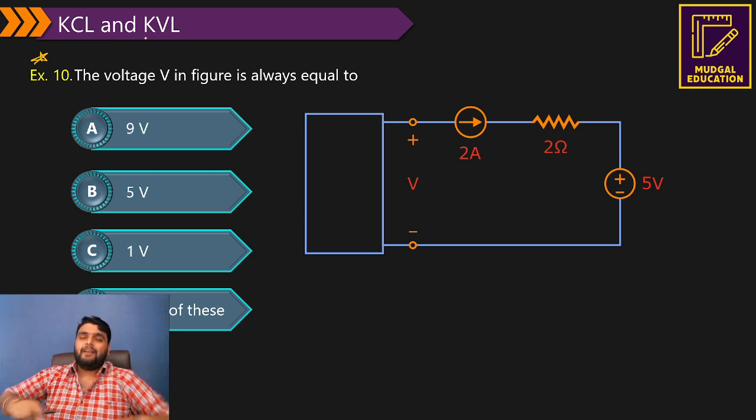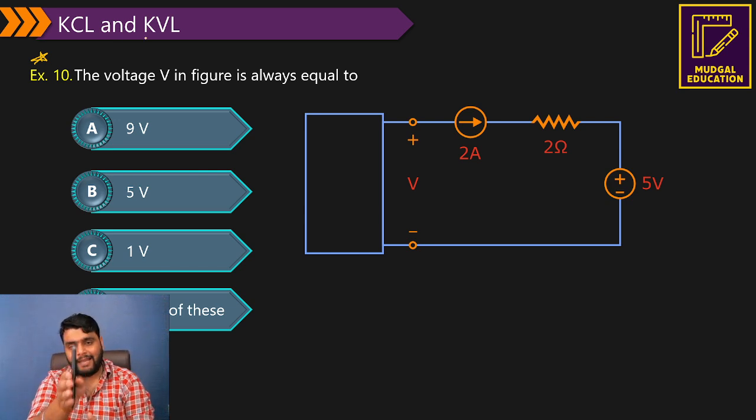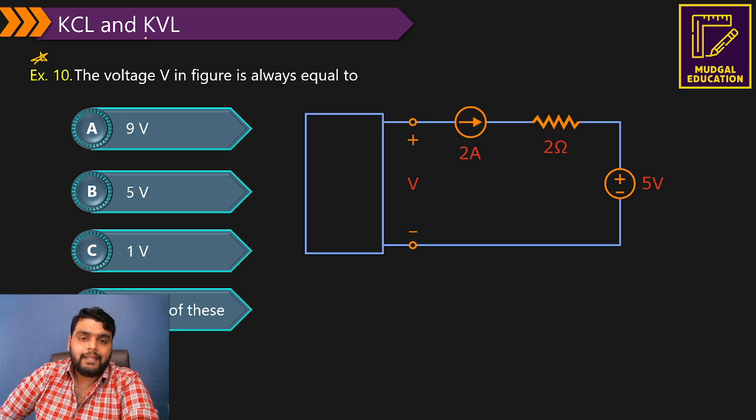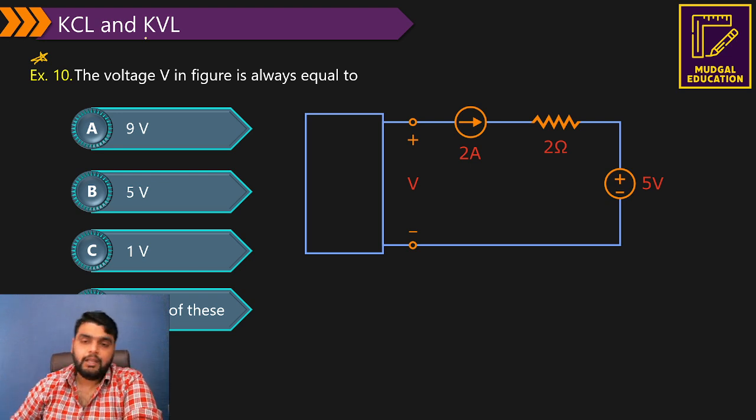So I will advise everyone to pause the video and first of all calculate the answer, and then you can check whether you are right or not. Now here you can see that 2 ampere current is flowing. The same 2 ampere current is going to flow through here. So I can apply the KVL here. Let's apply the KVL here.